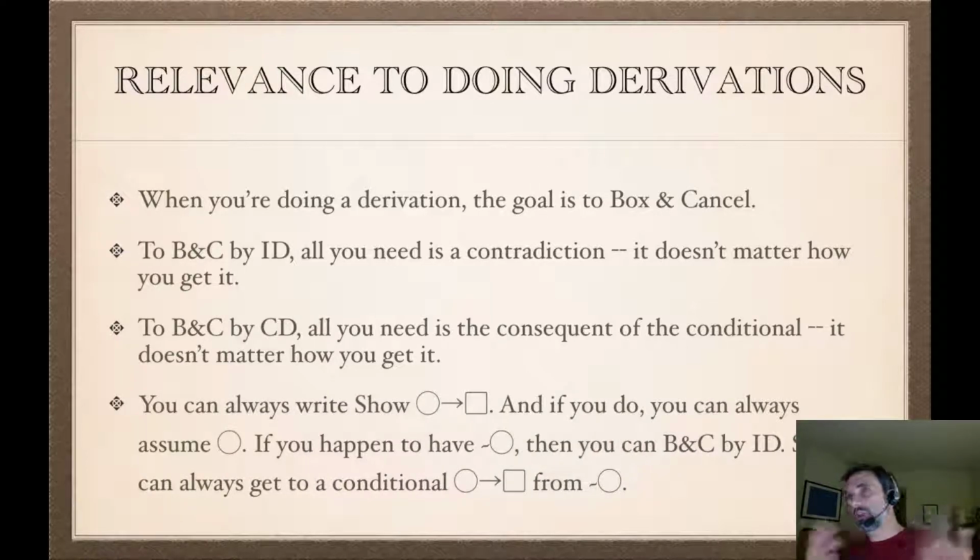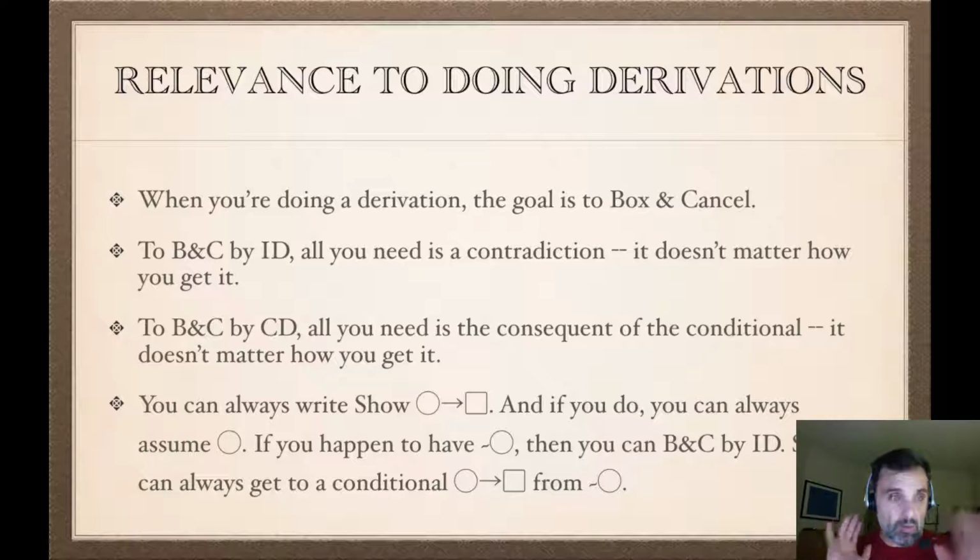Make one more point. Remember also, you can always write show if circle then square, and if you do, you can always assume square. And if you happen to have not circle, then you can bring not circle down, and then you can box and cancel by indirect derivation. And what that means is that if you have not circle, you can always get to the conditional circle then square, because you can write show the conditional, assume the antecedent, bring down the negation of the antecedent, and you have an indirect derivation.